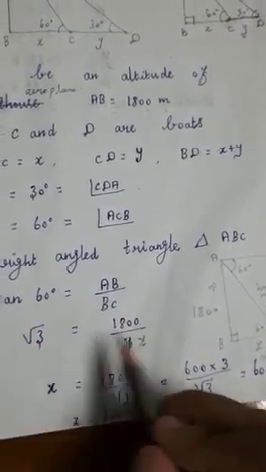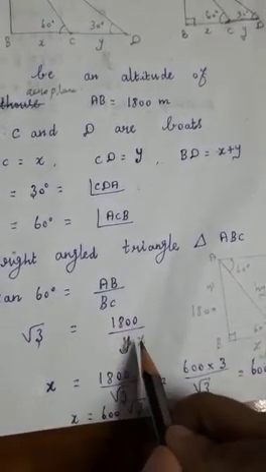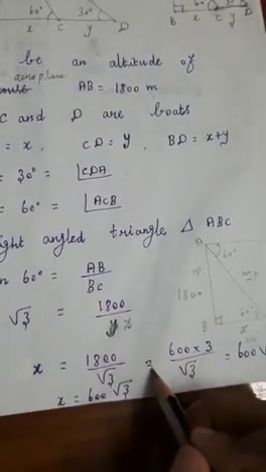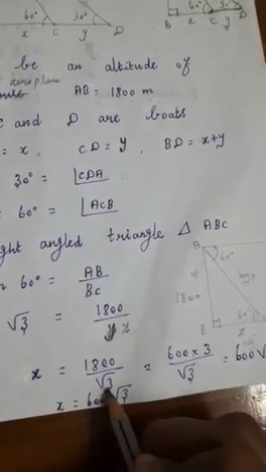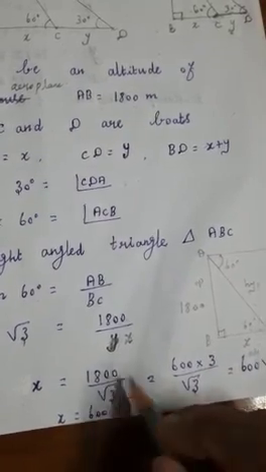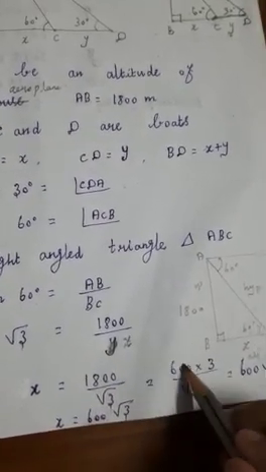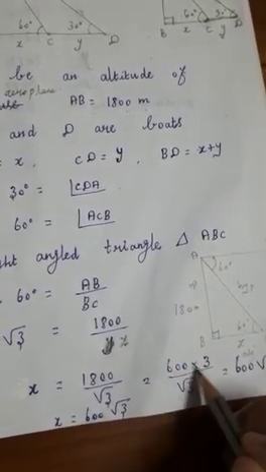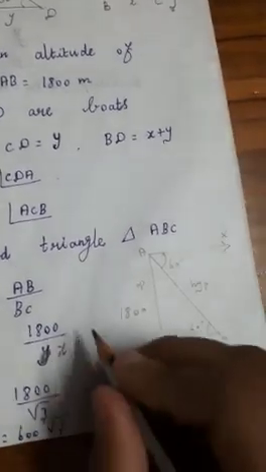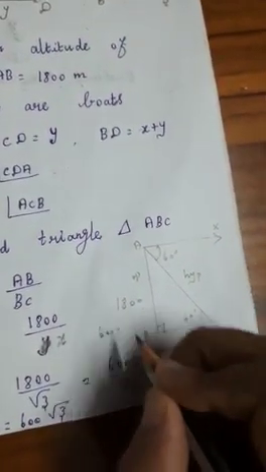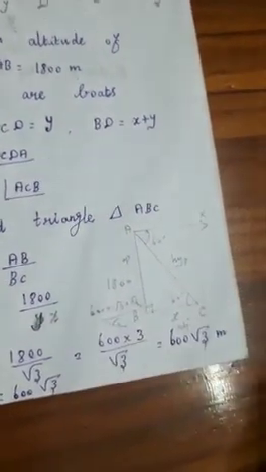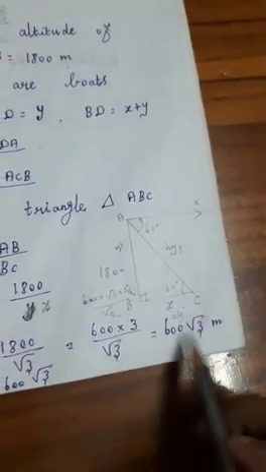So X bring it to this side and √3 bring it to this side. So X equal to 1800 divided by √3. Here in the denominator you have the √3 irrational factor. If you want to remove this, what you have to do? Here 1800, we can write 600 into 3, can you write or not? So 600 into 3 divided by √3. 3 also you can write as √3 into √3, divided by √3. So √3 you can cancel it. Then you will get the answer 600 √3.